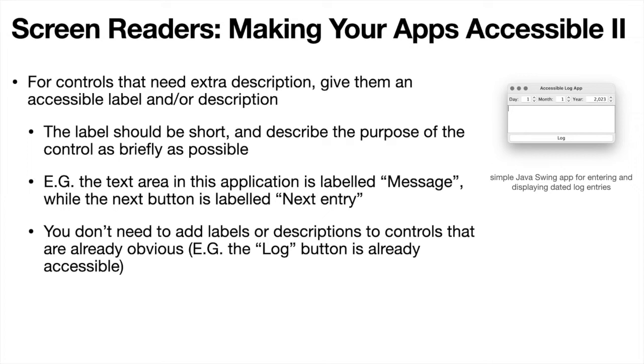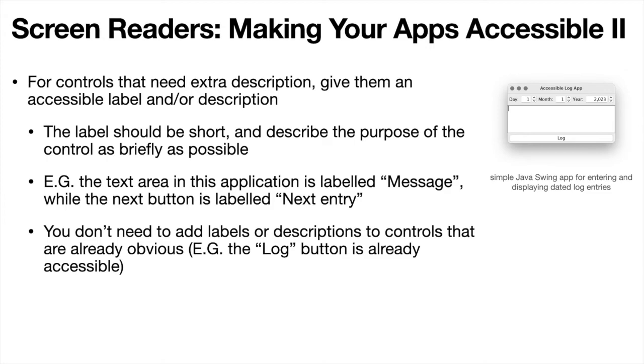The label is announced by screen readers instead of the usual name of the control. For example, instead of the screen reader announcing less than when I'm on the previous entry button, it could announce previous entry if I set the accessible label to that. These labels should be as descriptive as possible using as few words as possible, particularly for buttons, for example, previous entry or next entry.